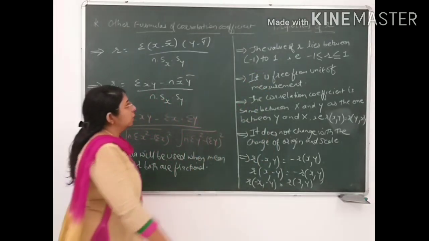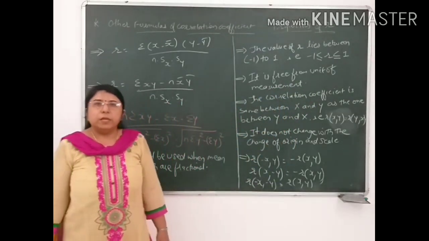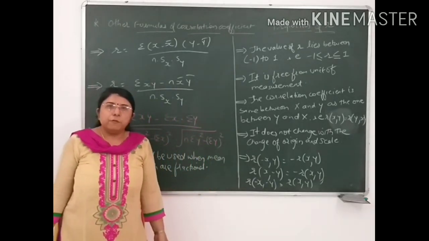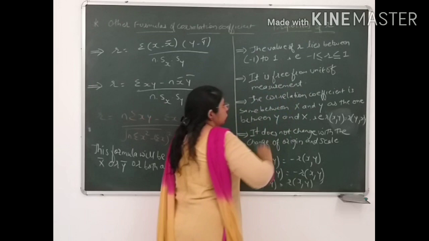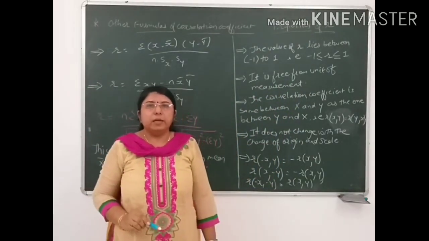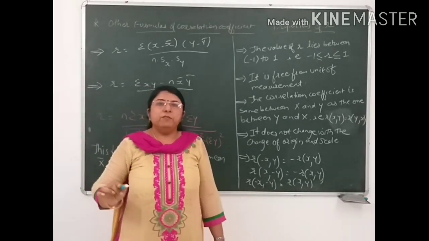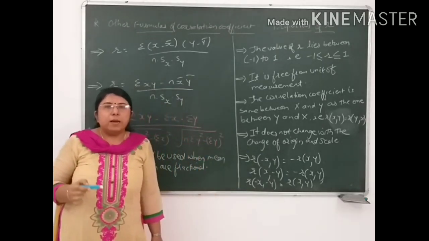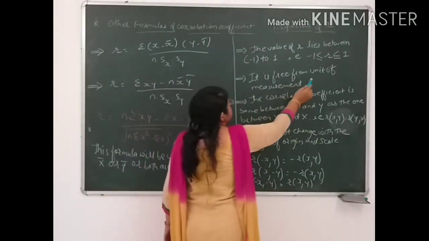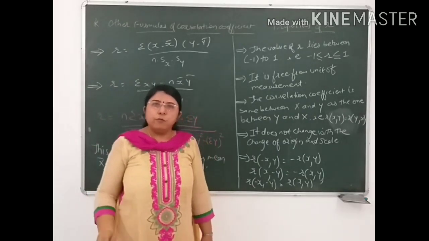Now the next property is that it is free from unit of measurement. The variables x and y may have any unit of measurement, but for the value of R which you get at the end of the answer, you don't have to write any unit. That is, if the answer comes 0.58, then you don't have to write 0.58 kg. Even though the values of variables x and y are given to you in kg, the value of R is free from unit of measurement. It means no unit has to be applied to the value of R.